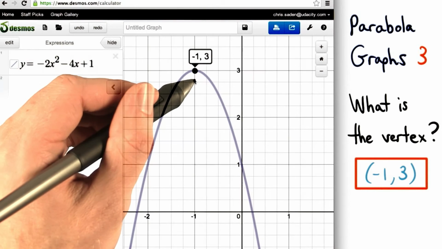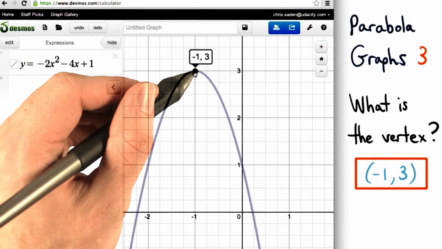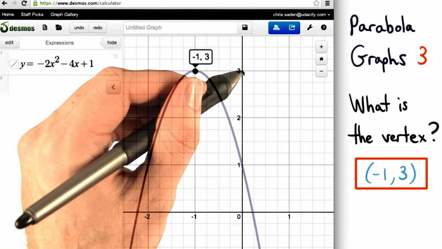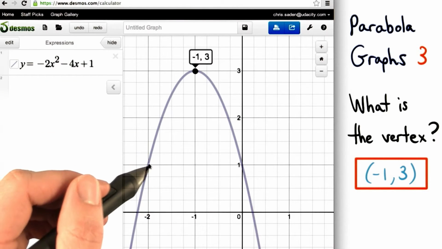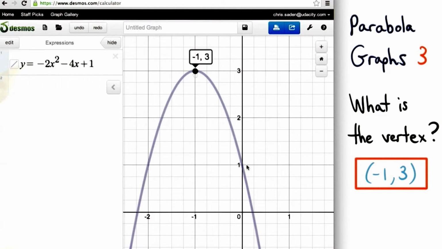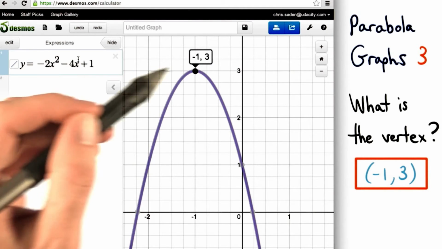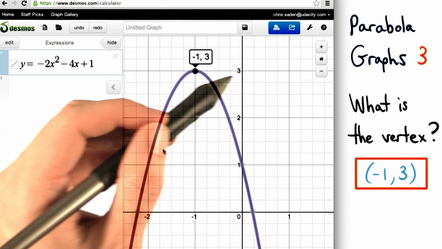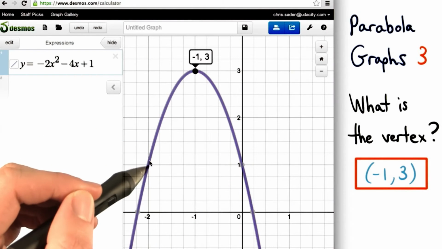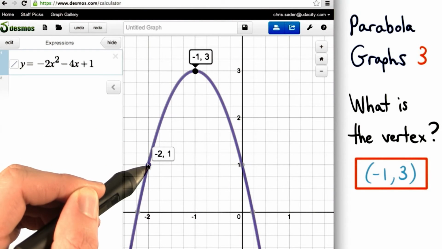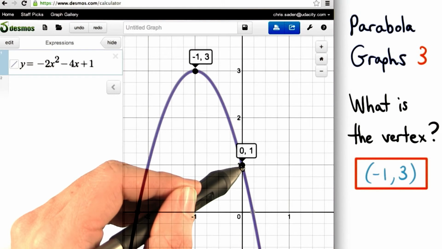I can zoom in on my vertex, and then we can see we move 1 to the left and 1 to the right, and 2 units down to get these other 2 points on our parabola. Since this parabola is y equals, we know we need to move -2 down from the vertex once we move 1 left and 1 right. This gives us our points of (-2, 1) and (0, 1).